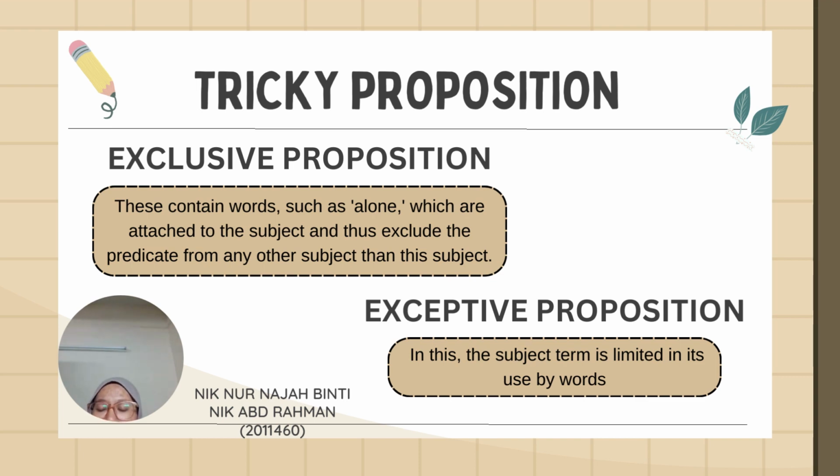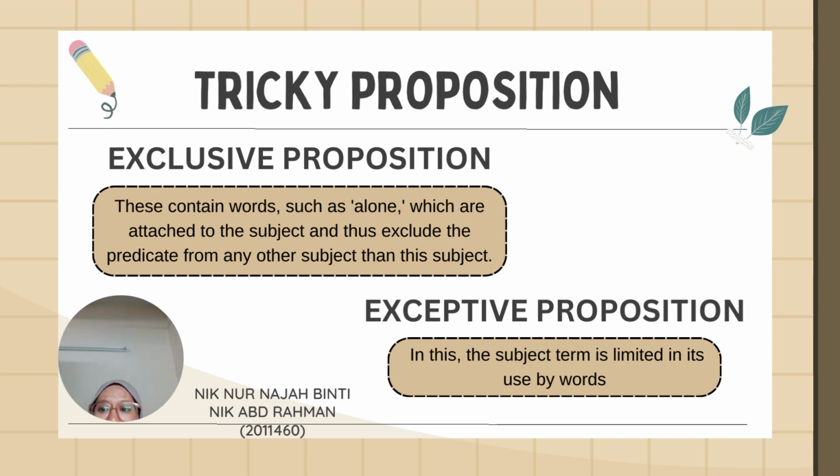So next, we move to the next content, which is tricky proposition. There is nothing in the grammatical structure of the sentence to indicate that it corresponds to more than one logical proposition. There are two classes that are usually counted.